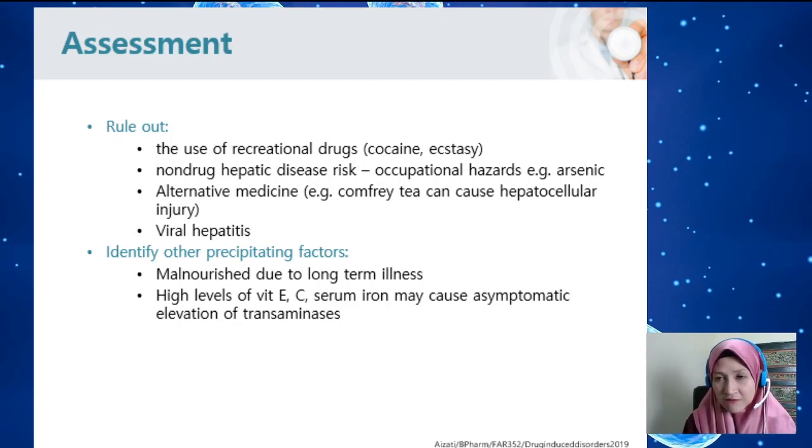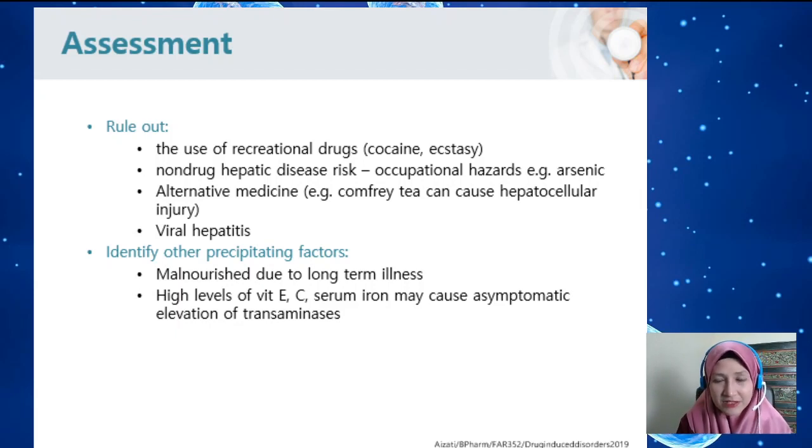For example, if the patient is working in a factory that might expose him to any chemical hazards like arsenic or any other dangerous compounds. Also the use of alternative medicine. As we know, some of the herbal medicines are not standardized, and some of them, if taken in a large dose, might cause accumulation in the liver and might also affect the liver condition, and also viral hepatitis.